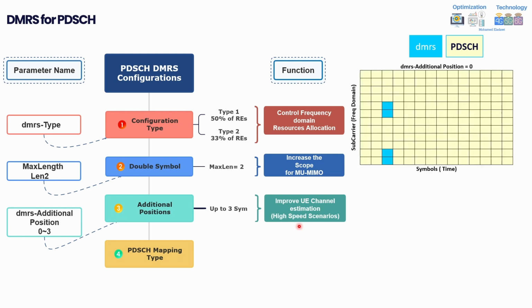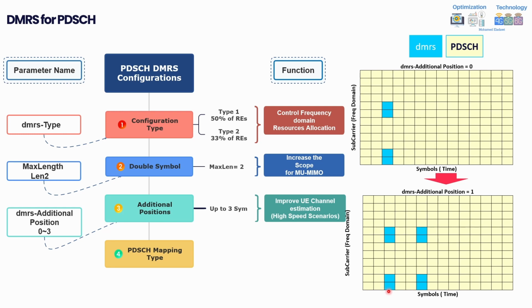Let's first try to see what we'll have here. As you mentioned, this is additional position 0. So this means you have only one symbol. So what if I increase it to 1, for example? What will happen? You will see now that you have another instance in time being used for this additional position. Even if I increase it to 3, you will have another one here, another one here. So we'll have four positions. So the first point I want to highlight is why it's important for channel estimation, and especially in high speed scenarios.